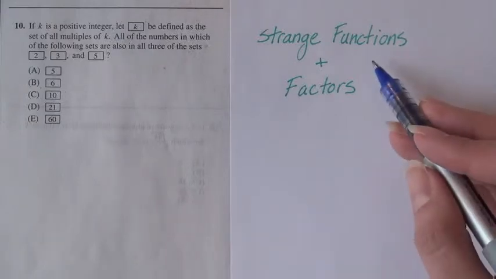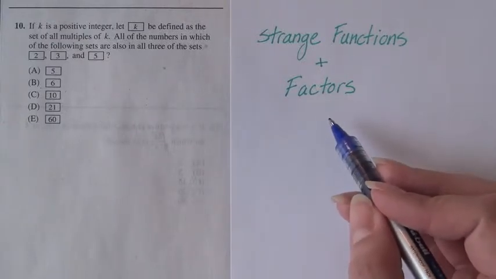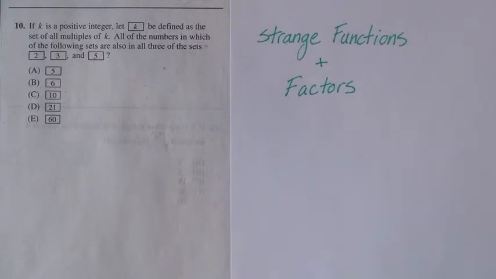So this is a strange functions question because it defines this unusual operator k box, which is the set of all multiples of k. And it's also a factors question because when it comes down to answering the question, you really just need to think about factors.